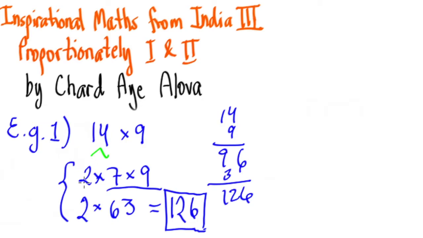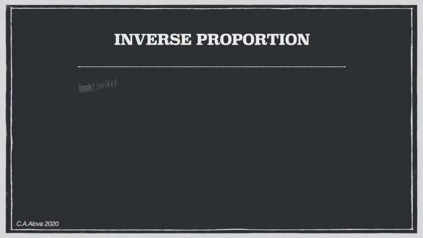So again, 14 is 2 times 7. 7 times 9 first, 63. Multiply that by 2, so that's 126. Or by doubling it. Okay, so that's the inverse proportion that we're talking about over here. So let's continue to our slides. So the answer is 126.